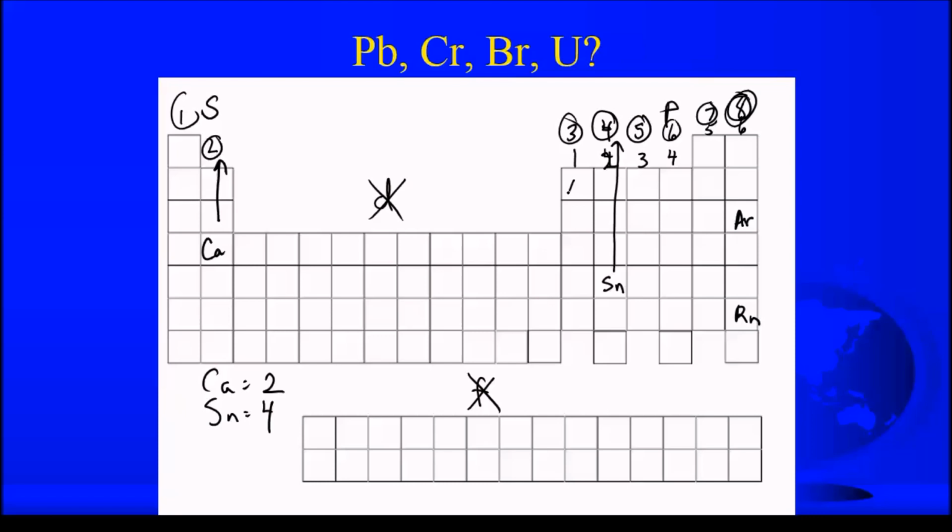Aluminum, Ben. How many outer shell electrons? 3. Fluorine. Spencer. 7. Very good.